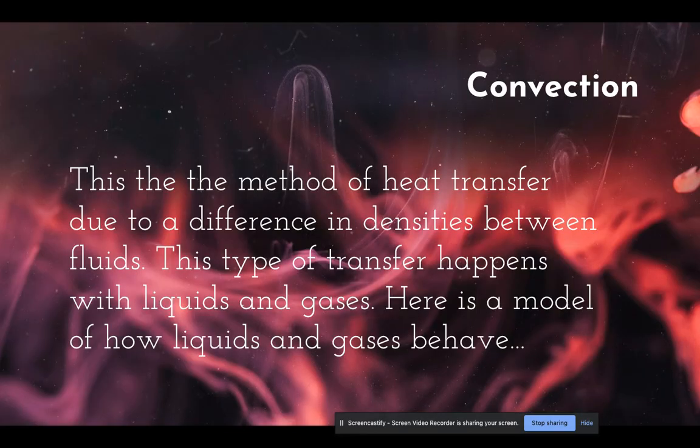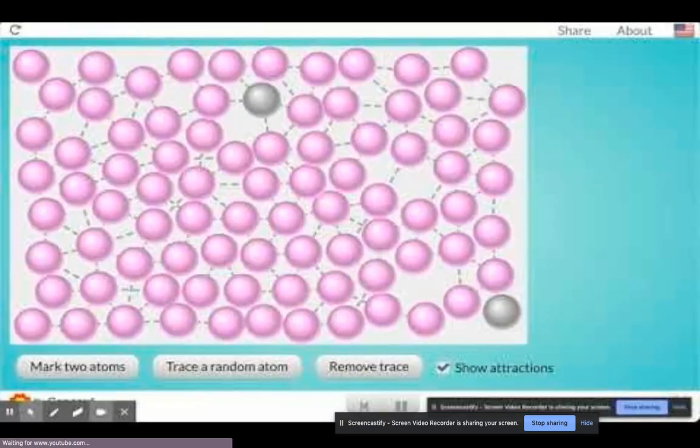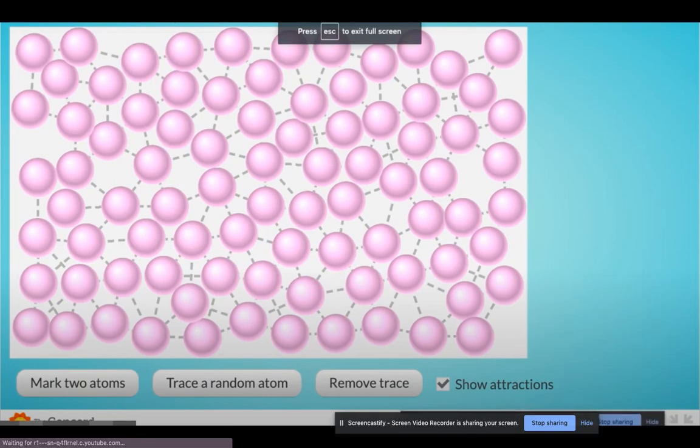The second type of heat transfer is convection. This is the method of heat transfer due to a difference in densities between fluids. That's a super sciencey way of saying that this is a transfer that happens usually with liquids and gases. As things heat up, the space between the molecules gets wider, farther apart, and so it's less dense. If you've ever heard that heat rises, the reason it rises is because of the space increase between molecules.